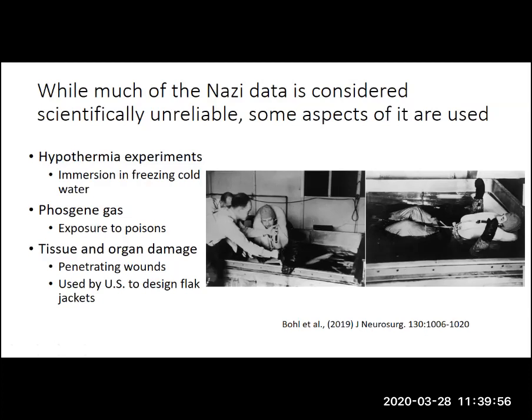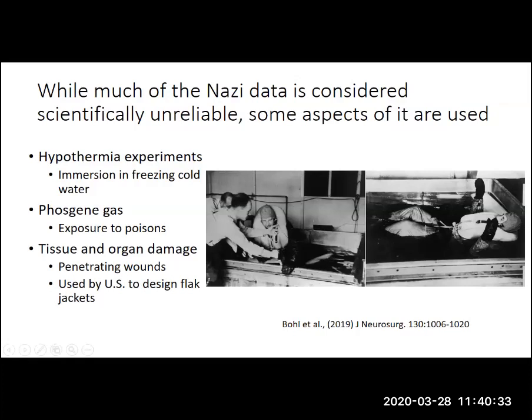So if you had a pilot that goes down in the North Sea, or goes down in the Atlantic, what types of things need to be done to try to prevent them from dying of hypothermia before they're rescued. They did phosphine gas experiments where they would expose prisoners to poisons to better understand the effects of the poisons on the body and potentially how to treat it or promote survival from it. They did tissue and organ damage.